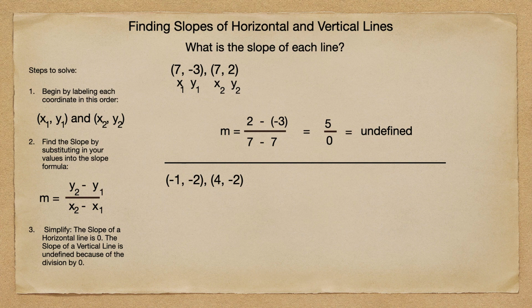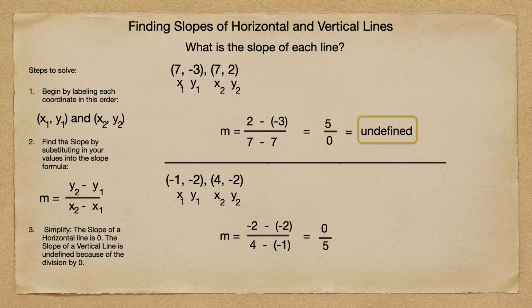For the second, we're going to substitute in, and we're going to be left with -2 minus -2 over 4 minus -1. This is going to simplify to become 0 over 5. When 0 is in the numerator, we can simplify this to 0 as my final slope.